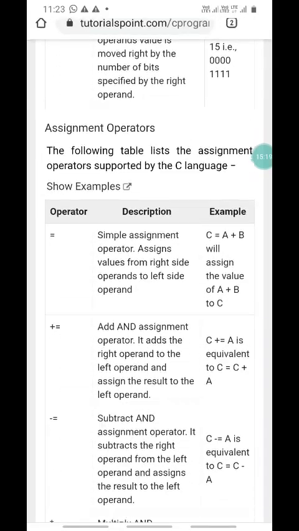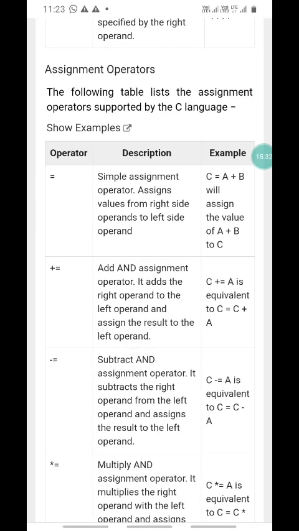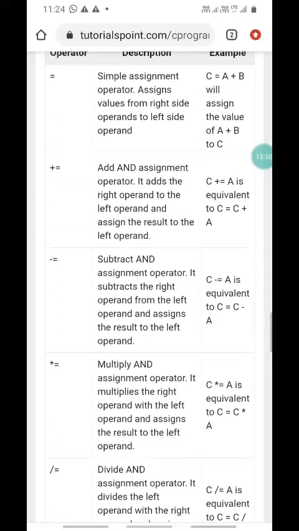So next is the assignment operator. In C++ operators, three operators are easy: the assignment operator, arithmetic operator, and relational operator. The other two, the bitwise and logical operators, have some specific definitions. I will give you notes and a brief explanation also.